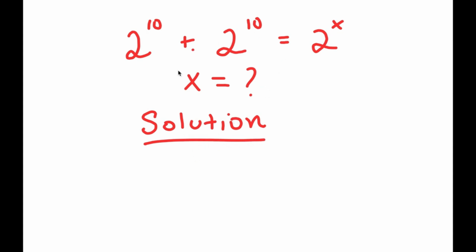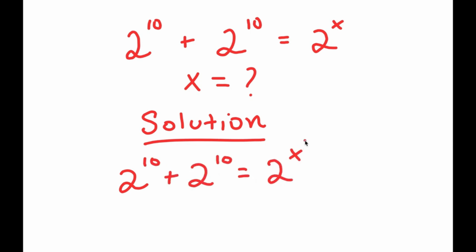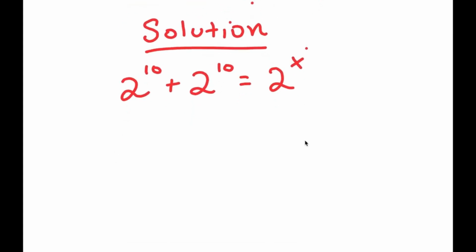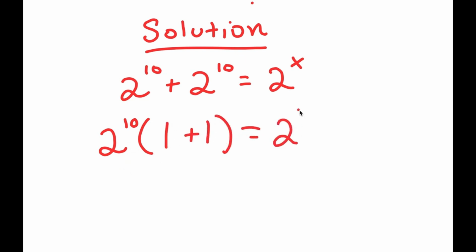I'm going to first start by rewriting my equation. So my equation is 2 to the power of 10 plus 2 to the power of 10 is equal to 2 to the power of x. Now, to solve this, what I'm going to do is first factor out 2 to the power of 10 from my left-hand side. So if I factor out 2 to the power of 10, I get 2 to the power of 10 times, well, 2 to the power of 10 divided by 2 to the power of 10 is 1, so I get 2 to the power of 10 times 1 plus 1 is equal to 2 to the power of x.